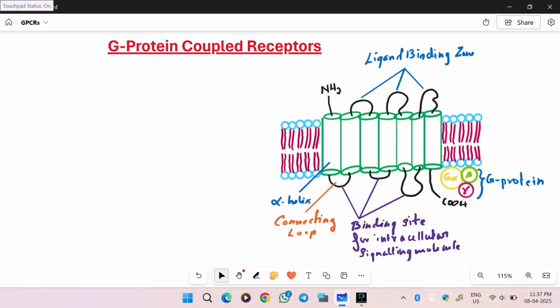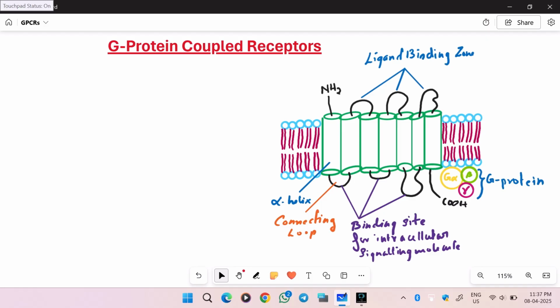So the topic is on G protein coupled receptors. We will look into the receptor, its structure, the way it receives the signal, and the G proteins that get associated or dissociated from the receptors, and how they pass the signal from the receptor to the inside molecules that act as messengers, that is, the secondary messengers. This is what we are going to cover in this video lecture.